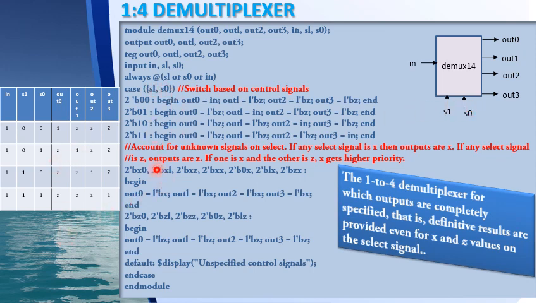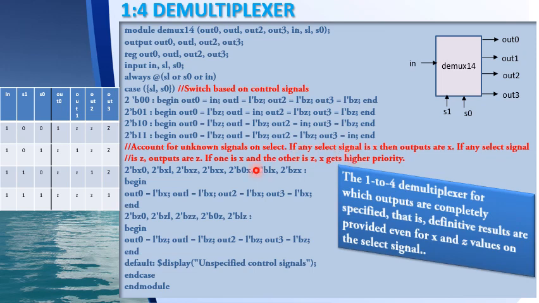Now I want to do it for other values also. The select lines can take X or Z values. So here, if any select signal is X, then outputs are X. If any select signal is Z, then outputs are Z. So the issue is when one is X and the other is Z. If one is X and the other is Z, X gets higher priority always.